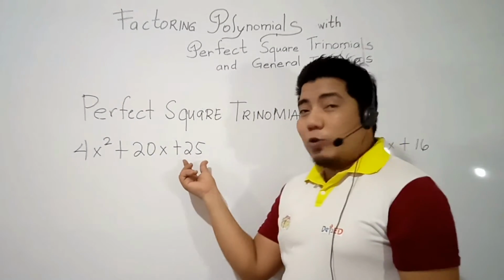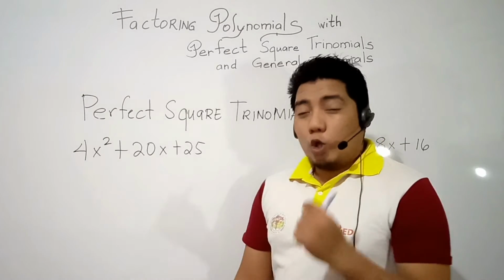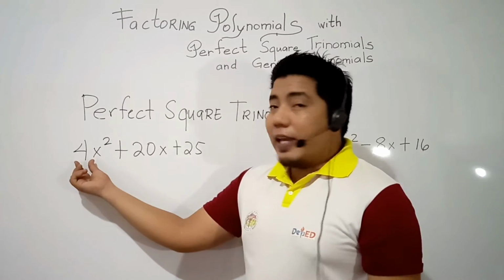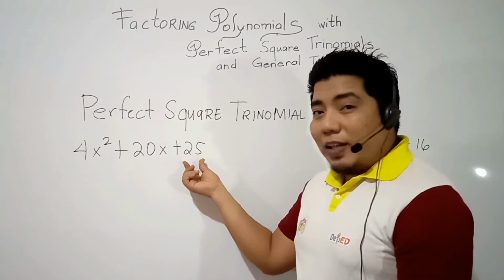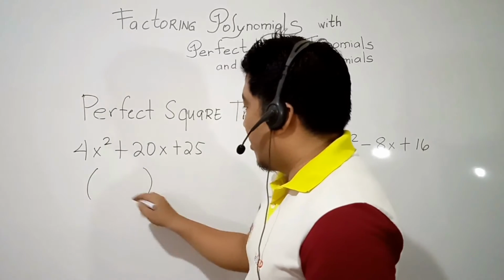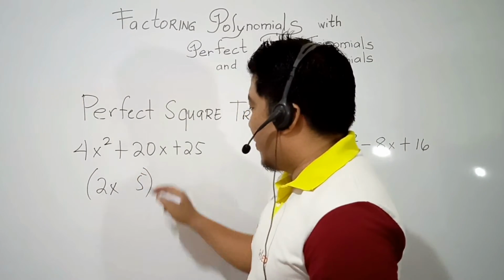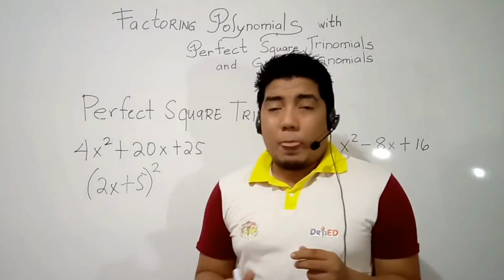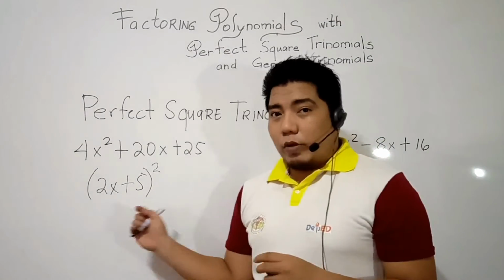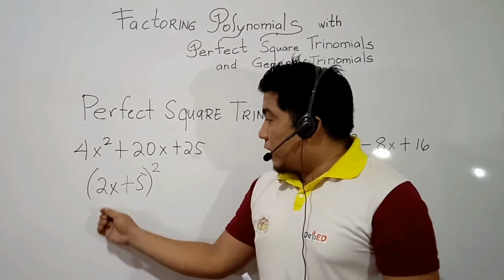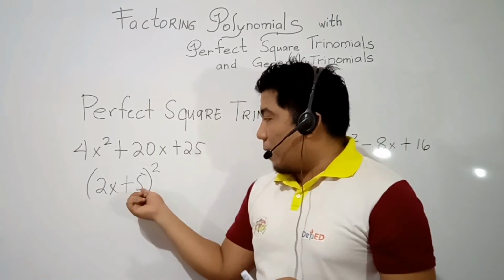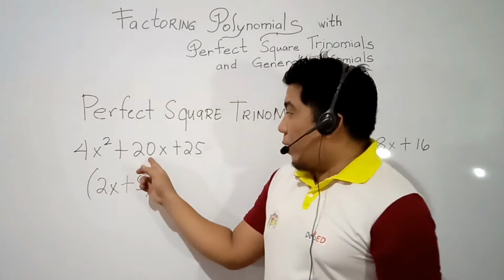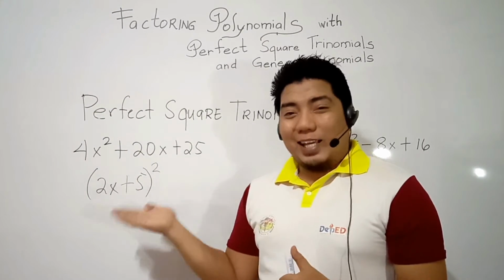Okay. Let's go to the last term. We have here 25. 25 is a perfect square. Now, as we can see here, if we get the square root of 4x squared and the square root of 25, we have 2x and 5, right? Since this is positive, this is plus. Okay, now, the question is, is this correct? For us to validate, we just multiply 2 times 2x times 5. 2x times 5 is 10. Then twice of 10 is 20. Then our answer is correct.